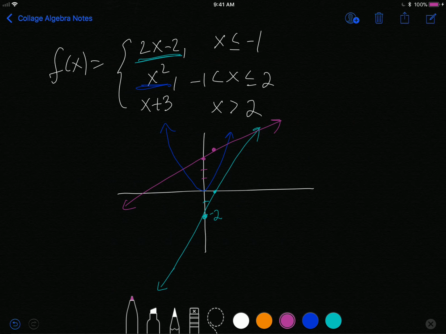Well, I have 3 graphs, but clearly I cannot use all 3 graphs all the time. In fact, we know we can only use 1 graph at a time. And so then we go to our boundaries. Our first boundary is at -1, and our second boundary is at 2. And what the boundaries do is the boundaries tell us which graph to use, and which graph not to use. The final graph will be in white.